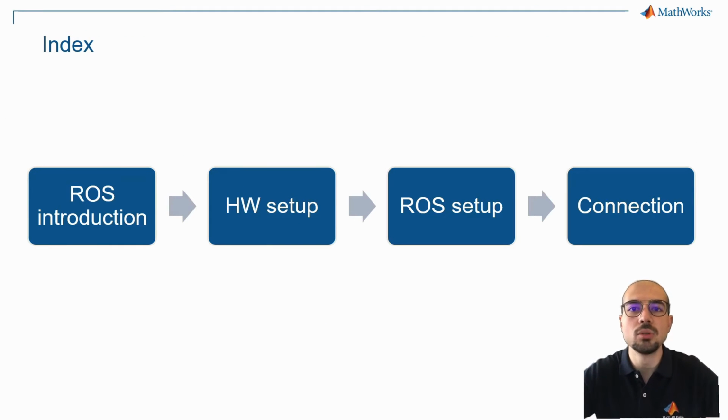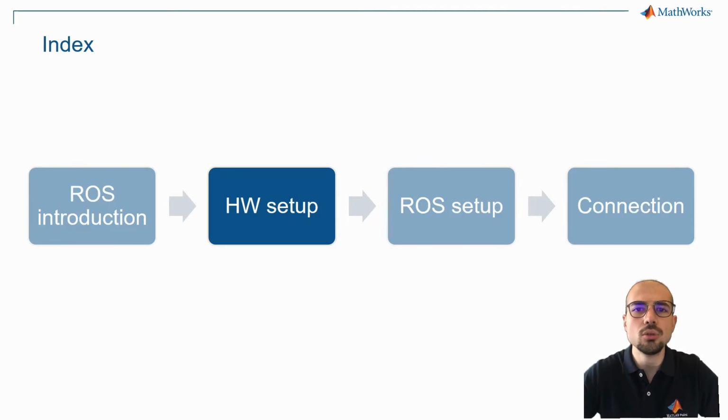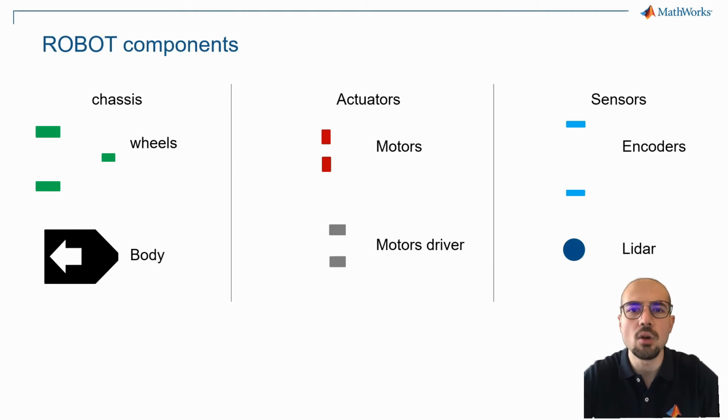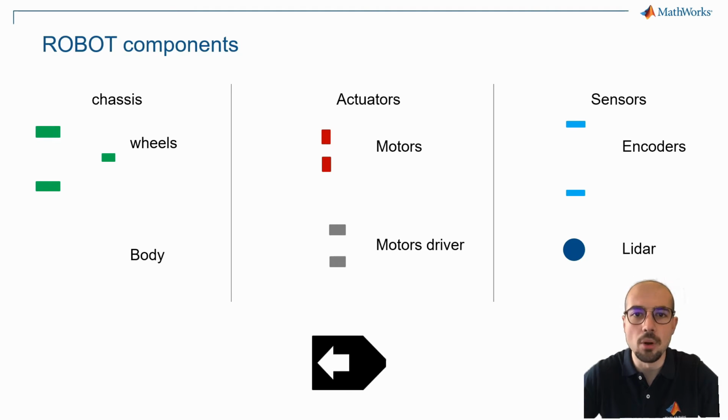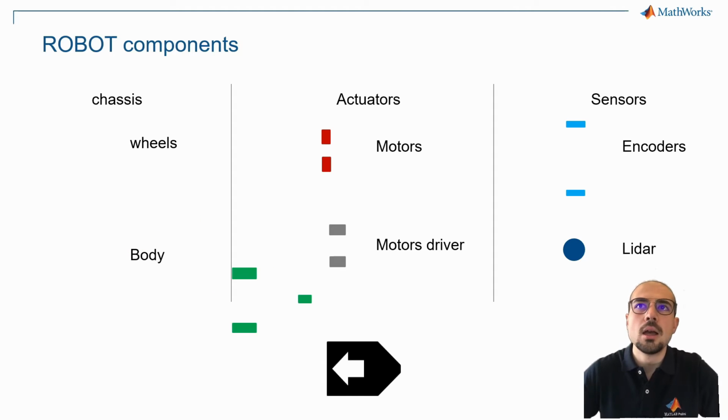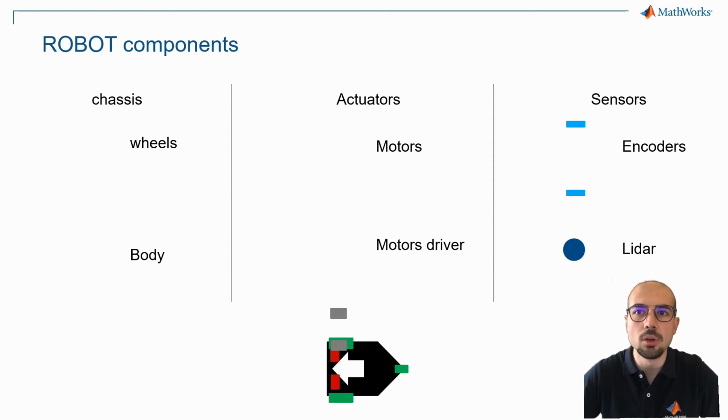So now let's move to the hardware setup, because we need to know what the robot is that we build and we're going to use for this series. Okay, we decided to use a moving robot. So we need some wheels, a body. Then to move these wheels, we need the motors. And in order to use these motors, we need some motor drivers, something that gives the power to the motor. And this is the actuator part.